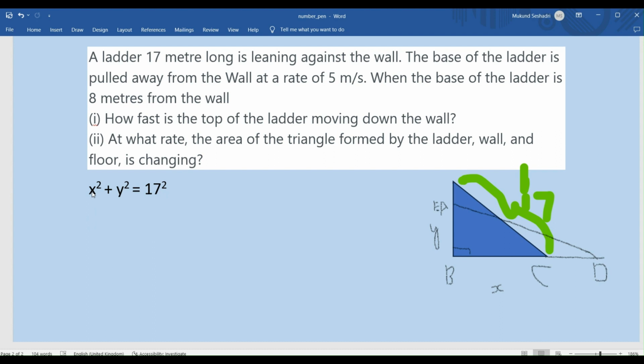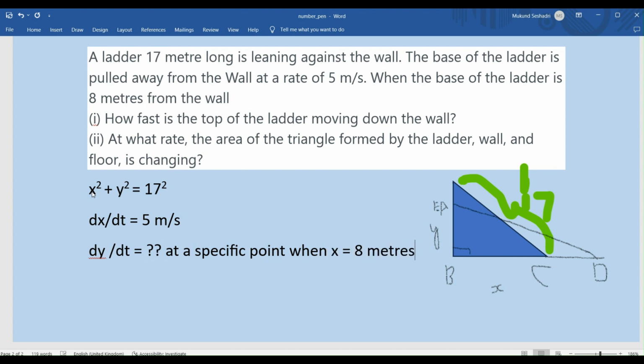So we've been asked to find how fast is the top of the ladder moving down the wall, right? So what we've been asked to find is dy by dt, which is how quickly the top of the ladder is sliding against the wall, and we've been given the rate of change at which the base of the ladder is pulled away from the wall, which is your x-axis. So we have dx by dt equals 5 meters per second. We've been asked to find dy by dt, at a specific point when x equals 8 meters, right?